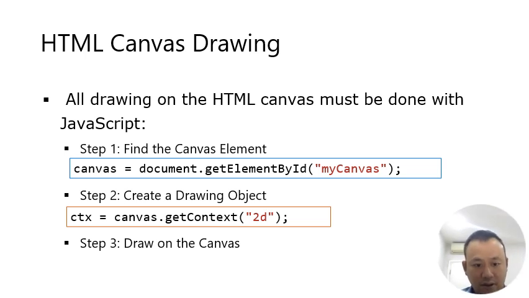So drawing on an HTML canvas involves using JavaScript to create shapes, text, and more. The process of drawing includes three basic steps. Step one, we need to find the canvas element. Step two, we create a drawing object like this one. And step three, draw the canvas on the layout.